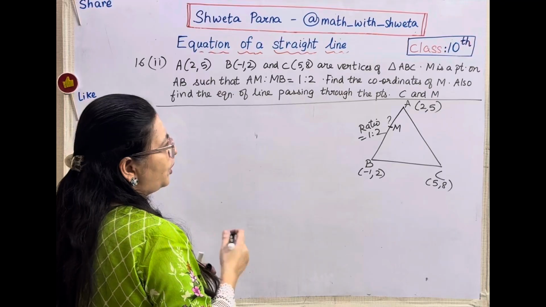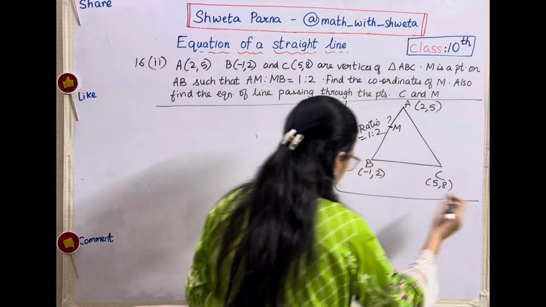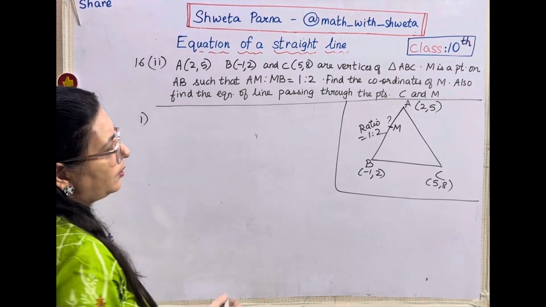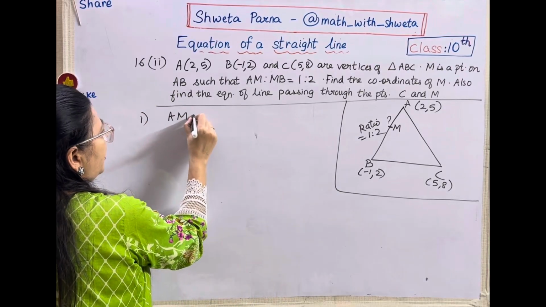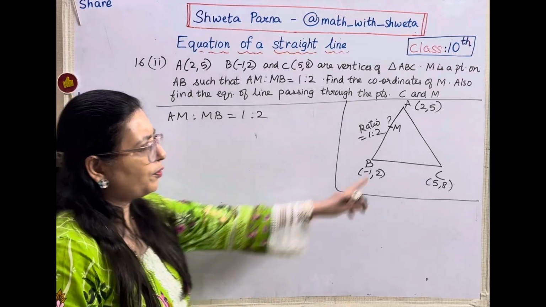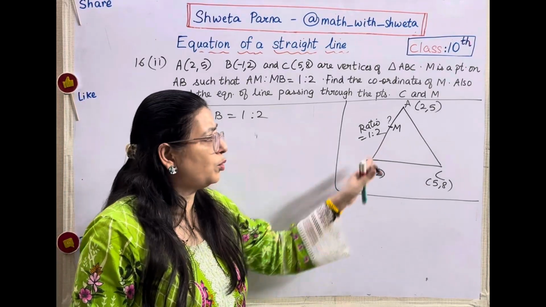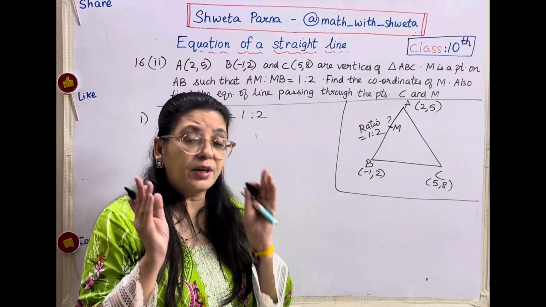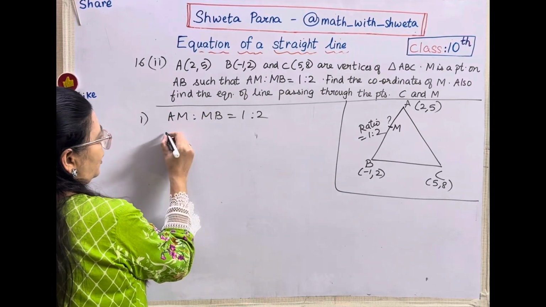Also find the equation of a line. Let's first do the first sub-part so that we are clear with that. The ratio of AM to MB is given as 1 to 2. You have to find the coordinates of point M. It is not a midpoint, but two points are given to you, A and B. Since it is divided in a ratio, we are going to use the section formula. What is the section formula?